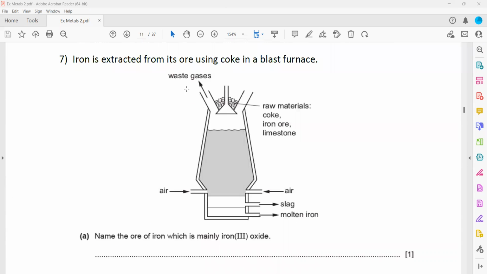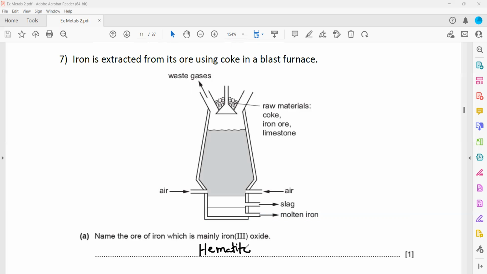The next is: iron is extracted from its ore using coke in a blast furnace. Name the ore of the iron, which is mainly iron oxide. The ore of aluminium is bauxite. The ore of zinc is zinc blende. What about the ore of iron? What do we call it? The common name of the ore of iron. Ore means a naturally occurring compound. That is hematite.